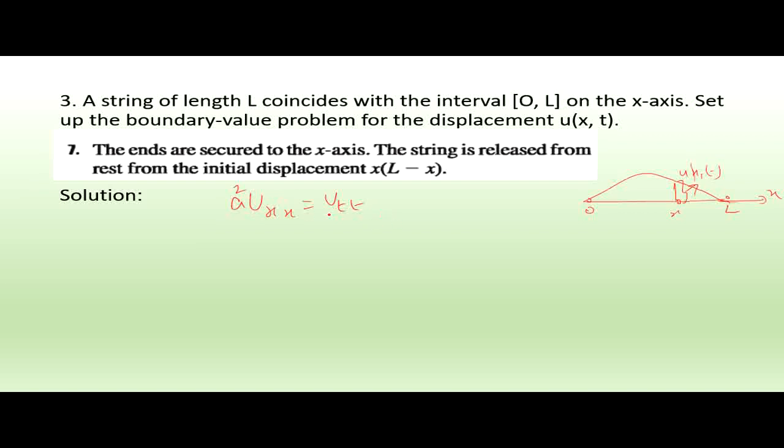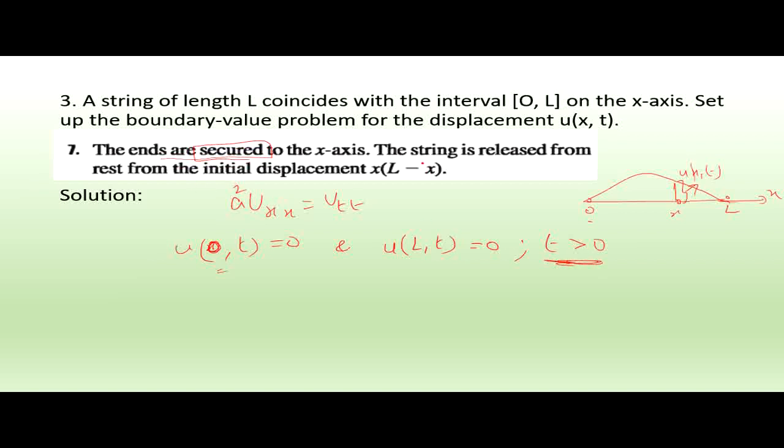Okay, and now we have to identify the boundary or initial conditions. The ends are secured. When you secure the ends, what do you mean by this? The displacement at both the ends is 0. So u of 0 comma t is 0, and u of L comma t is also 0. That is, displacement is 0 at the endpoints for any time t, where x is fixed, t is not fixed, right?